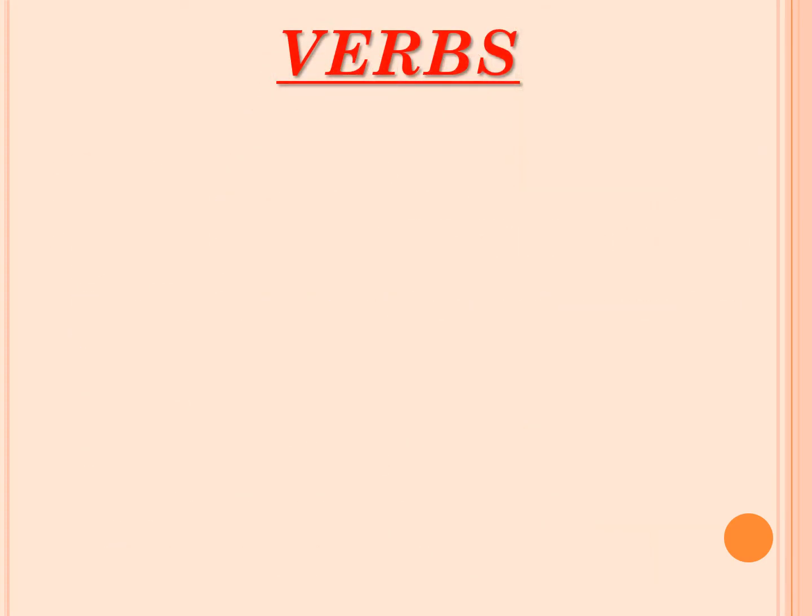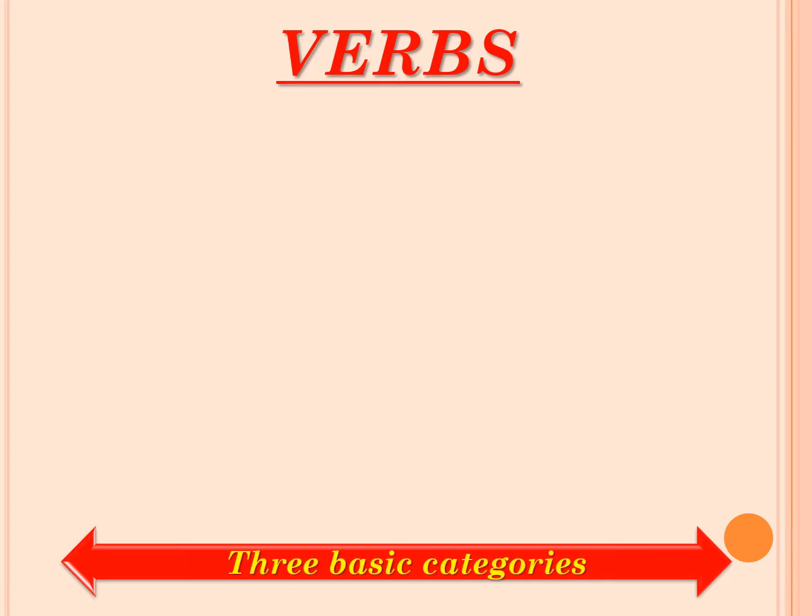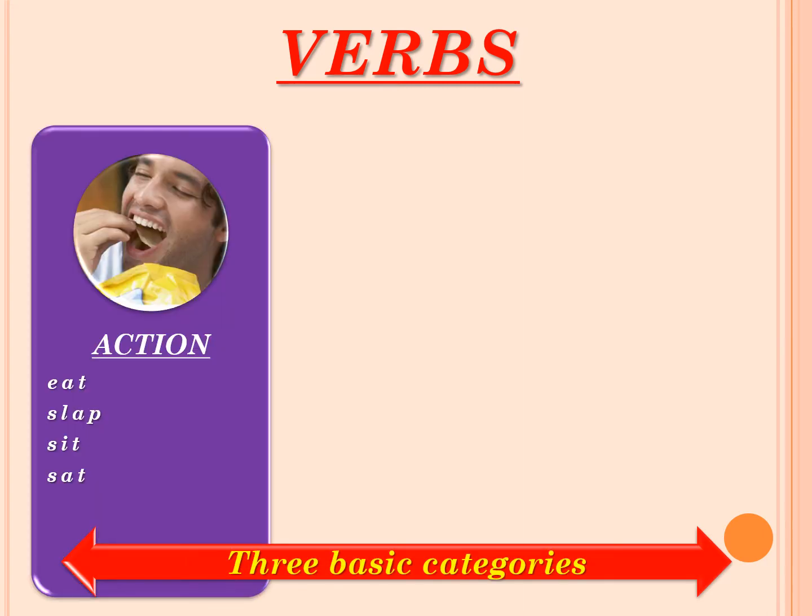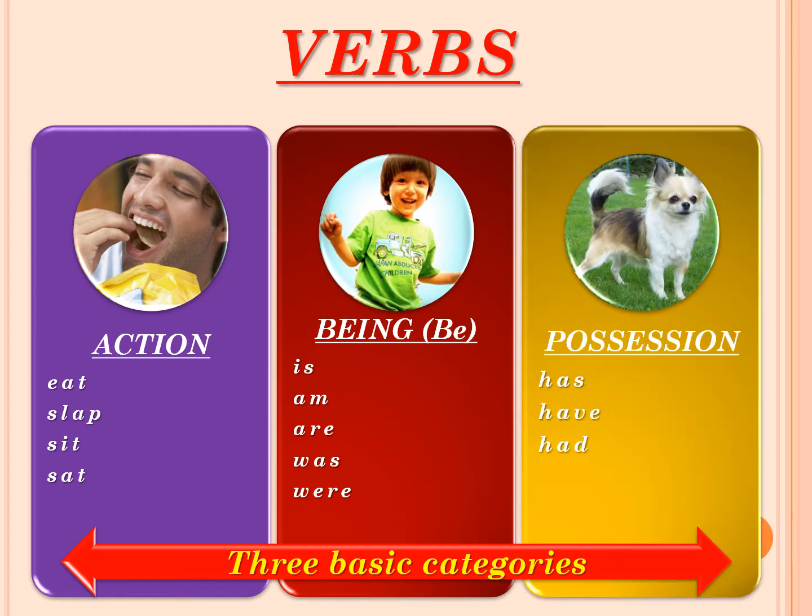Verbs can be divided into three basic categories. They are action, being, possession. Let us start with the first one, that is action. Just have a look at the picture given there. What is this boy doing? This boy, he's eating chips. So what action is being done? Eating. Eating here is a verb because verbs tell us what action is being done. That is why they are known as doing words.